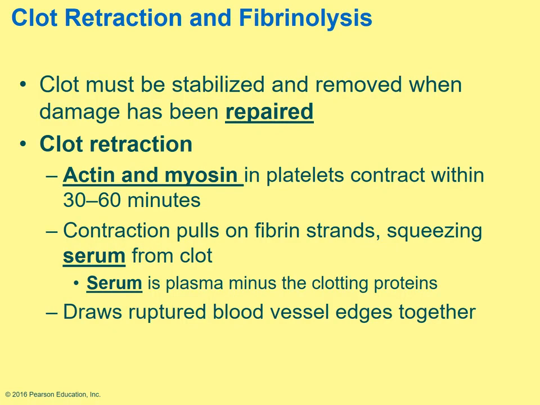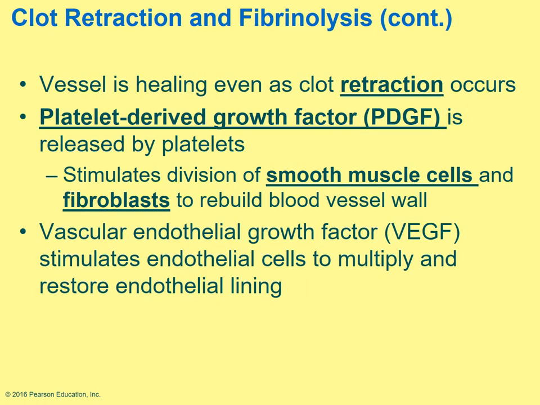So the clot has to be stabilized, and then it needs to be removed once the damaged area has been repaired. Clot retraction involves actin-myosin in the platelets contracting within 30 to 60 minutes. It's going to pull on those fibrin strands, squeezing the serum from the clot. The serum is plasma minus the clotting proteins. It's going to help draw the edges of the blood vessel together, so those cut edges are brought together. So the healing process starts right away.